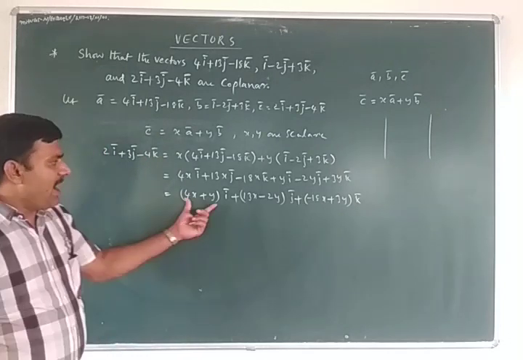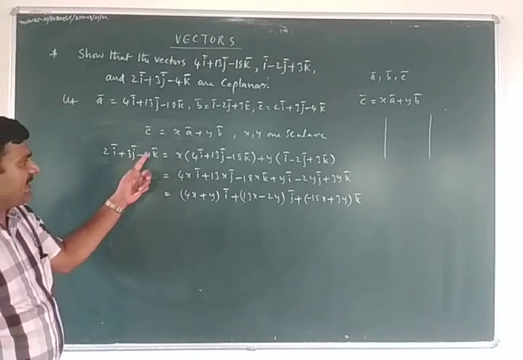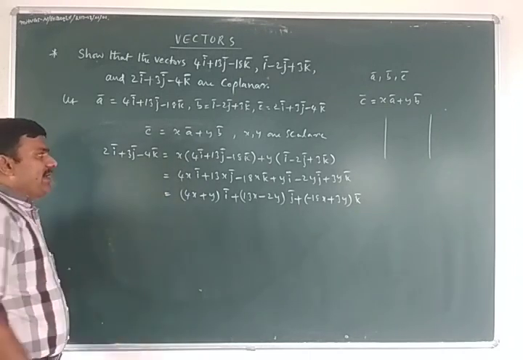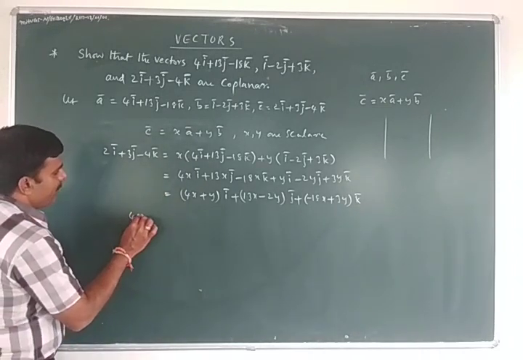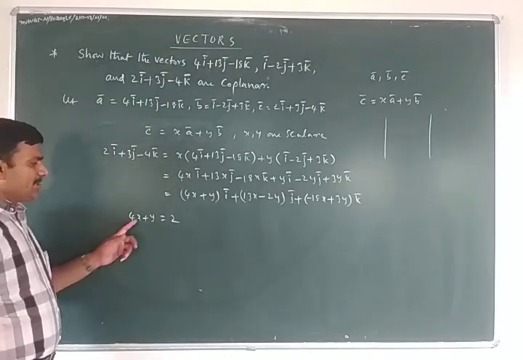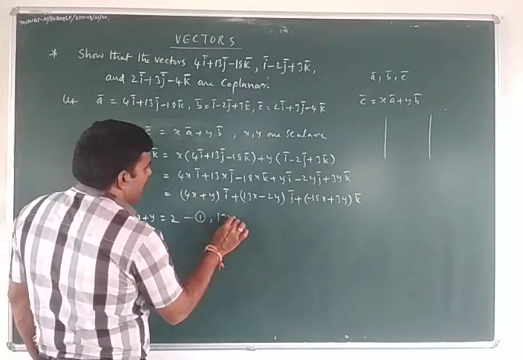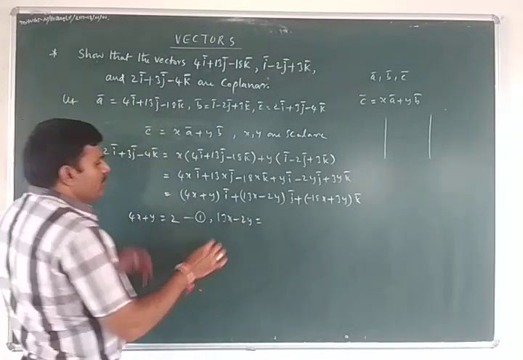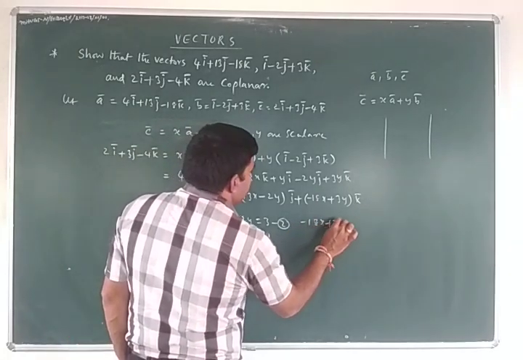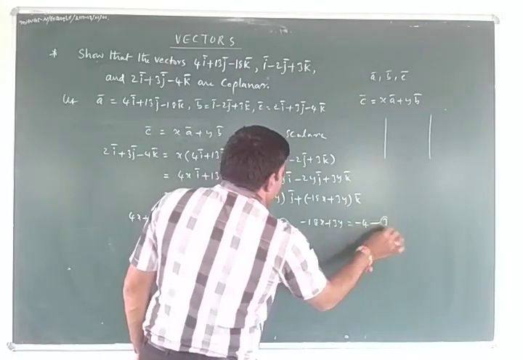Now I have the i bar, j bar and k bar coefficients, and the left side also has i, j, k coefficients. Compare the coefficients on both sides. Then we get 4x plus y is equal to 2, the i bar coefficient; take this as the first equation. The second one is 13x minus 2y is equal to 3. Take this as the second equation. And minus 18x plus 3y is equal to minus 4. Consider this as the third equation.